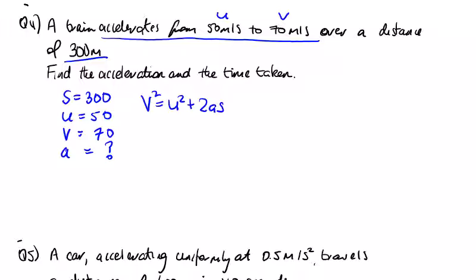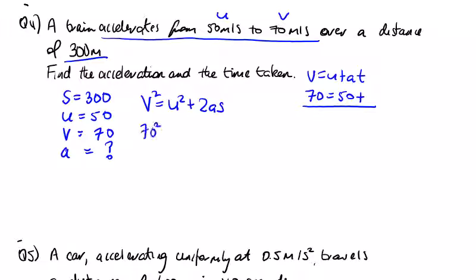We could also get the time here. We have V, U, and S. We could say V is equal to U plus AT and get the time. 70 is equal to 50 plus A, which we don't have. We don't have the time either, so actually we can't use that one yet. So let's get the acceleration from this one.